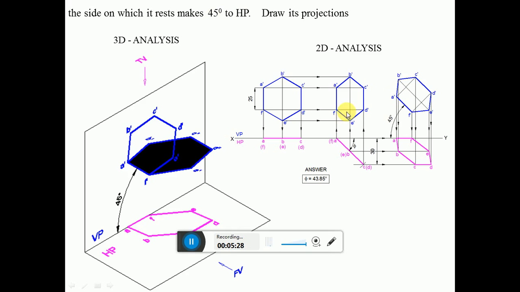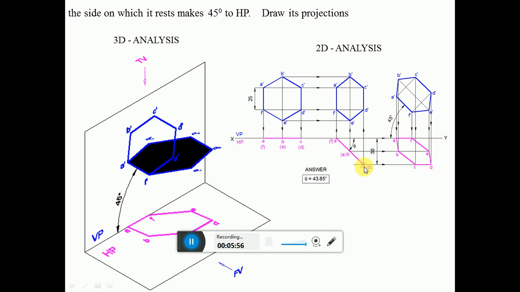So when you consider that, you can see AF is parallel to VP. Since it is parallel to VP, I am getting the true length in VP. So here AF is the one which is parallel to VP, so I am getting the true length. A dash F dash is in true length. So why do I have to represent only A dash F dash? That is because of the side on which it rests. Which is the side on which it rests? It is AF.